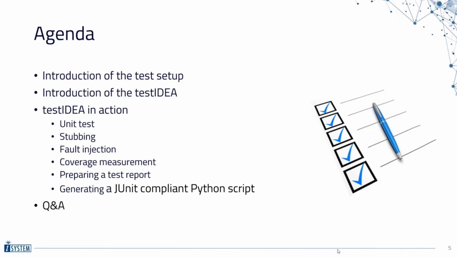I will start with a simple unit test. Later, I will demonstrate an example of fault injection and stubbing. Then I will use Trace Analyzer for the coverage measurement. After that, I will create a test report. At the end, I will generate from testIDEA a Python test script that is prepared for continuous integration with Jenkins. Let's start.